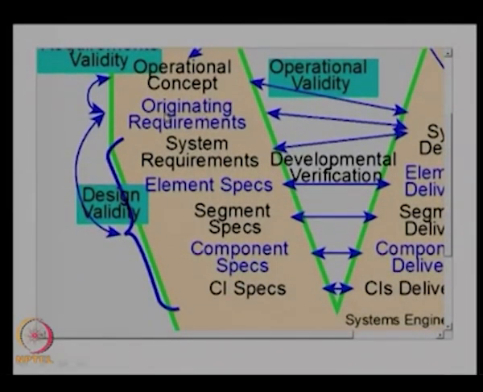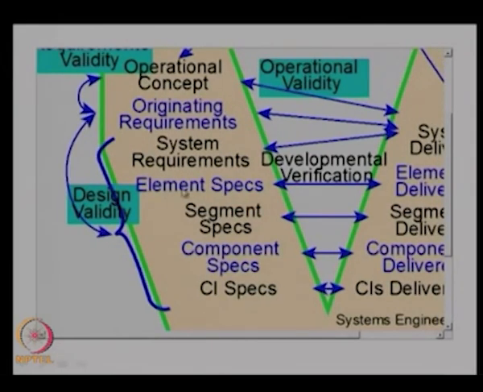Then, based on this originating requirement and the system requirements, we start developing the functional architecture, then the physical architecture, and then the specification for the components of the system. So, this ensures the design validity. If the component or the subsystem we design can meet the originating requirements, then that is the design validity. In design validation, we look at the components and the specification, and ensure that these components can meet the requirements already identified. So, that is the design validation.